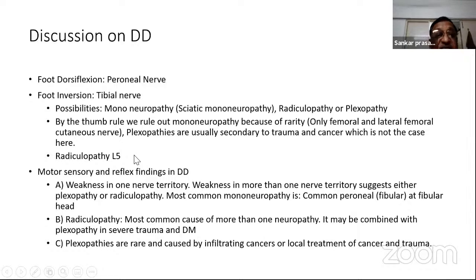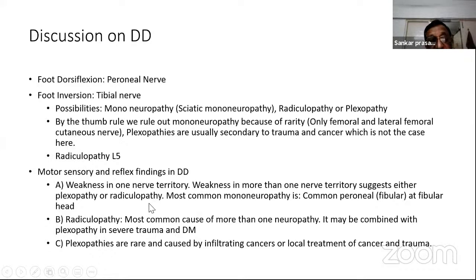One of the important features of L5 radiculopathy is that the reflexes are preserved. So don't look for absent reflexes in L5 radiculopathy, because L3, L4 is knee, and mostly S1 is ankle. So L5 reflexes are usually elicitable. Motor, sensory and reflex findings: weakness in one nerve territory. Weakness in more than one nerve territory suggests either plexopathy or radiculopathy.